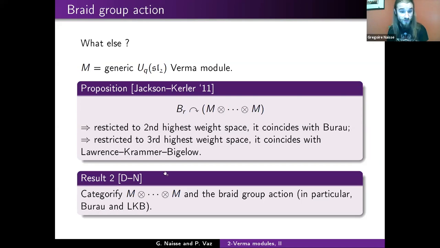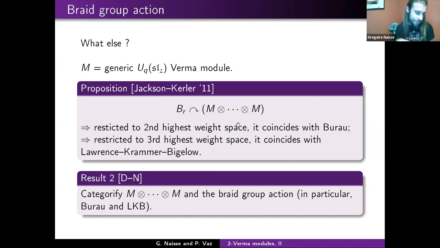So with Benjamin, we give a categorification of the tensor product of multiple Verma modules. And again, by using a similar setup as Webster, we can construct a braid group action. And in particular, by restricting to sub-weight spaces, we can categorify Burau and Lawrence-Krammer-Bigelow as a two-parameter representation. So this is still a work in progress. So actually, we haven't really checked all the data for the braid group action, but for the first weight spaces, we have done it in detail and it worked.